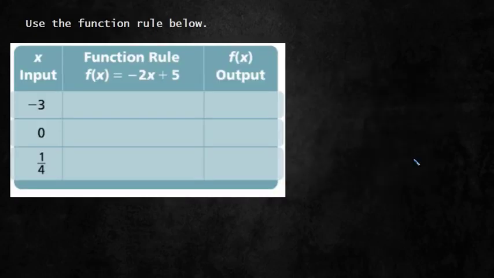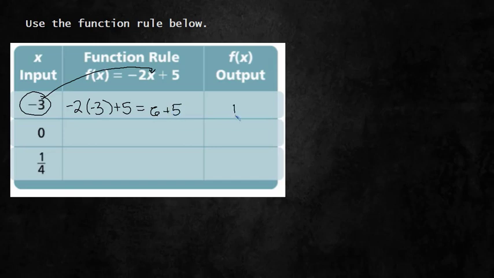So we're going to use the function below to write the ordered pairs for this set. And so first off, we just need to figure out what they are. So our input value will go in and replace our x. And so we have -2 times -3 plus 5. So that means that I have a positive 6 plus 5, which is 11 as my output. We'll do this next one, -2 times 0 plus 5. That means I have 0 plus 5, so my output is 5.